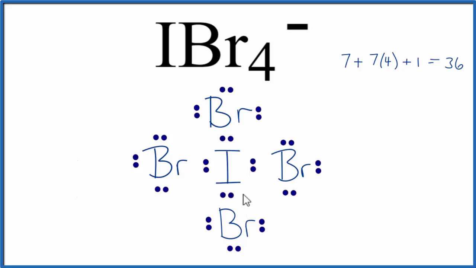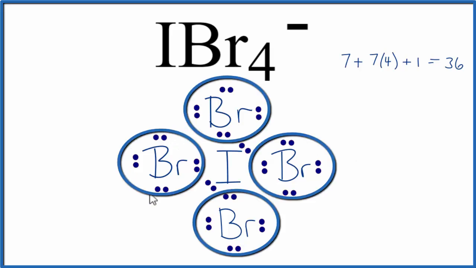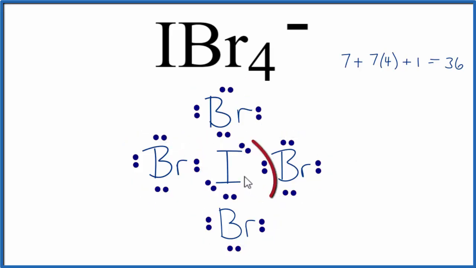Iodine is able to have an expanded octet, more than 8 valence electrons, so we can put those remaining electrons on the iodine atom. Let's arrange things a bit and do that. So it's a bit messy, but you can see that each bromine has 8 valence electrons, and the central iodine has 12 valence electrons. But that's okay, iodine can have an expanded octet. And that makes this the Lewis structure for IBr4-.